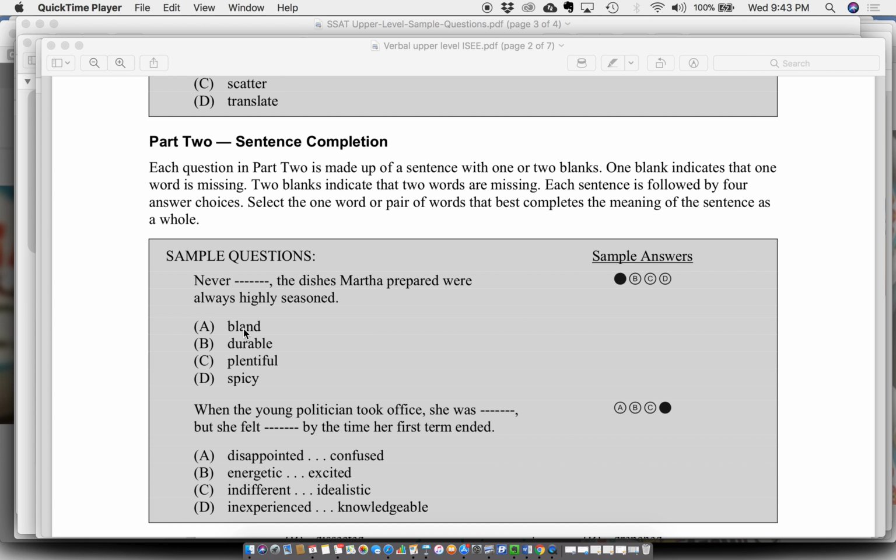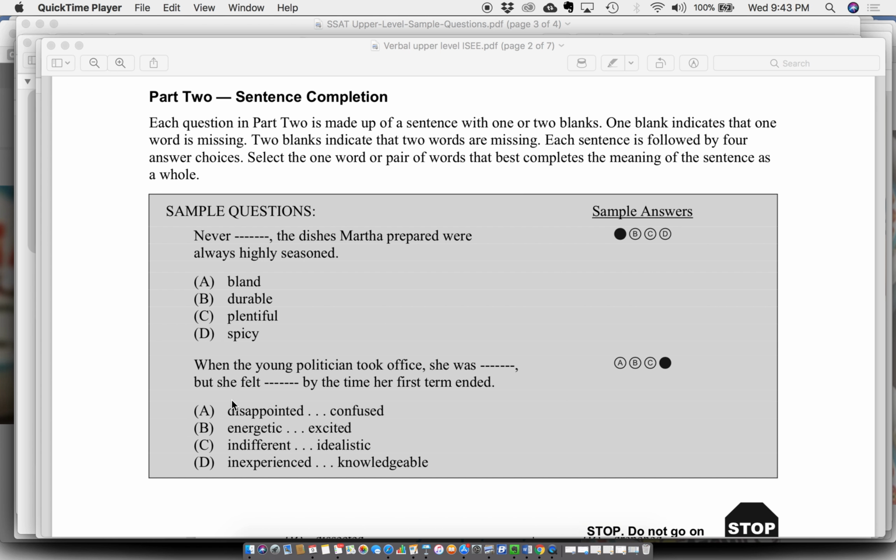You see, presuming that you know what durable means, and I find our students get into all kinds of trouble here because they simply don't know what these words mean. The next example: when the young politician took office, she was blank, but she felt blank by the time her first term ended. Once again, you have the coordinating conjunction but, which sets up the contrast, okay?